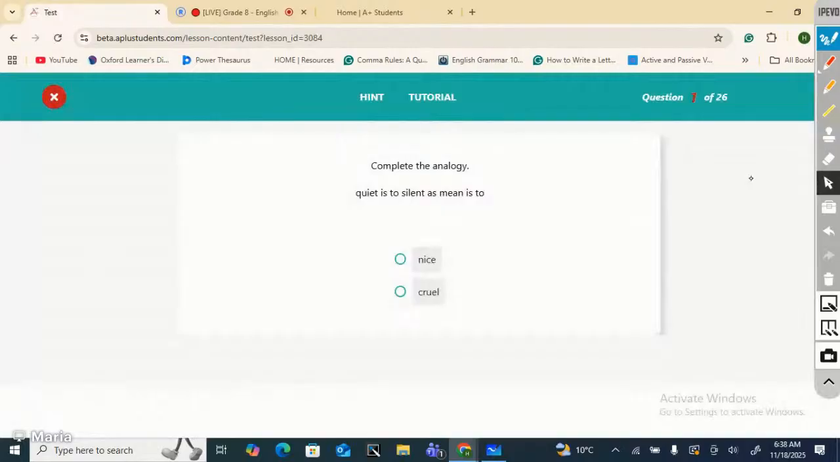Okay, quiet is to silent as mean is to. Now look at this first pair. Quiet is to silent means quiet and silent. What is the relationship between this pair? It means they are synonyms. As mean is to, now you have to find a word which is a synonym of mean. Is this nice or cruel?